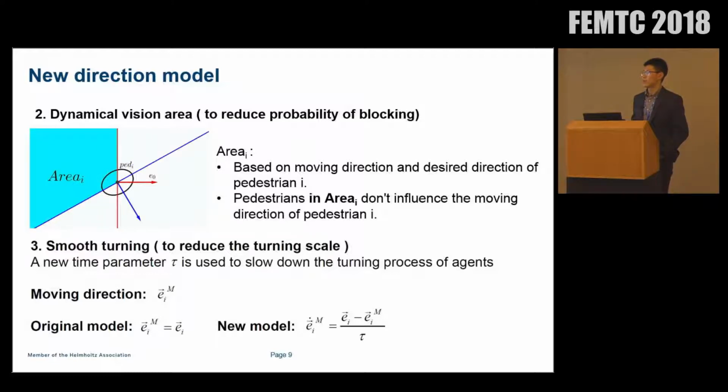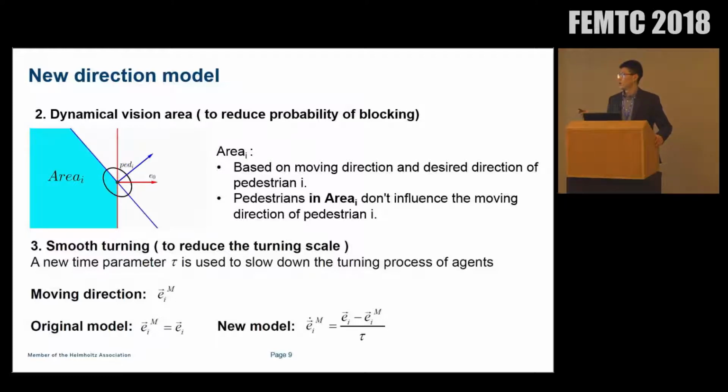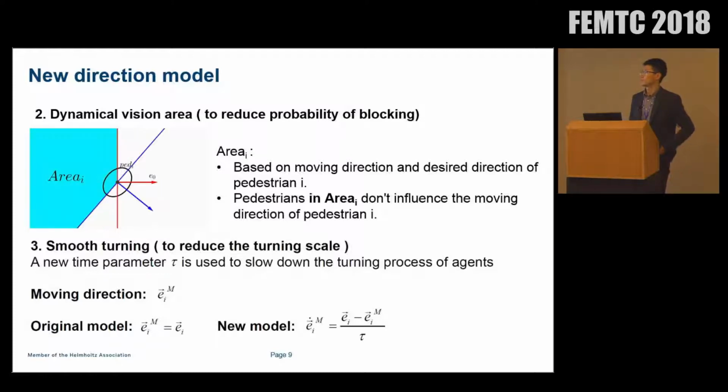During this process, a dynamical vision area is used to reduce the probability of blocking. Please look at this figure. In this video, the blue vector is the moving direction of pedestrian's eye, and the blue line is perpendicular to the blue vector. The red vector is the desired moving direction of pedestrian's eye. And we can find the blue line and the red line form a light blue area.